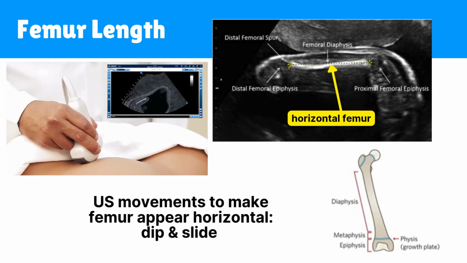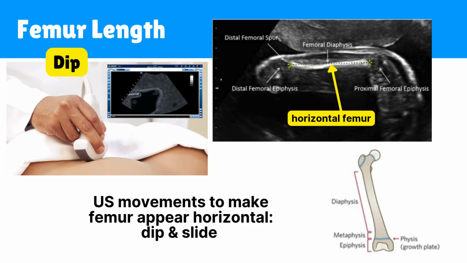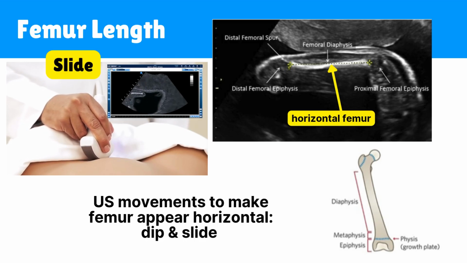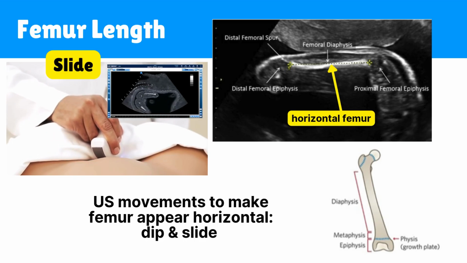The fetal bladder is a great landmark to aid in finding the femur on ultrasound. Identify the fetal bladder in a transverse view. Rotate the probe 90 degrees, then move the probe superiorly and the femur should come into view.